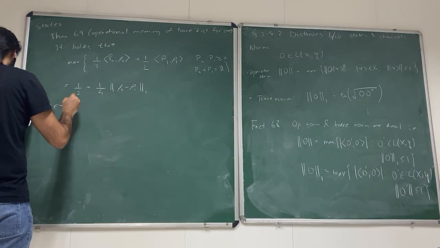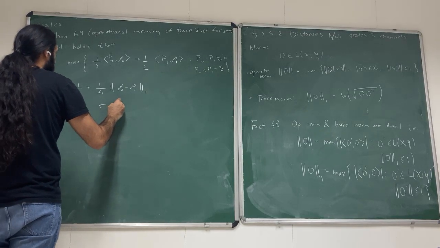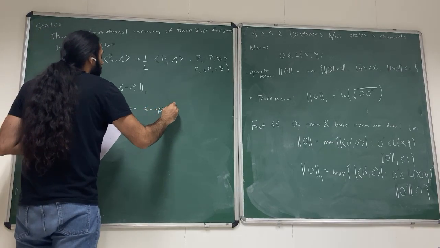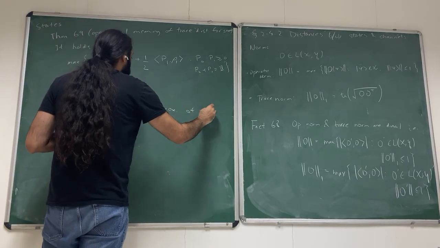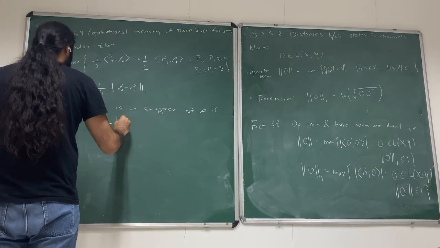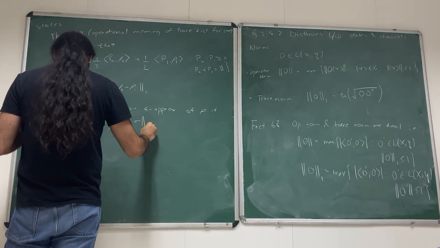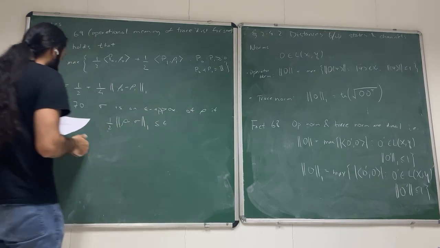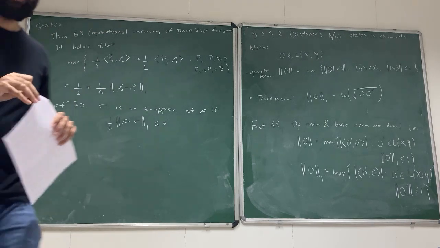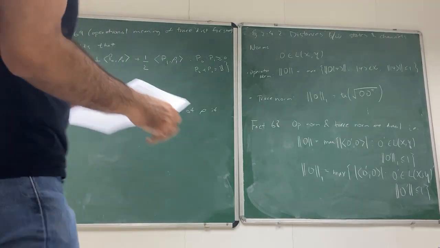And so in view of this, we can write a definition. Definition 70: sigma is an epsilon approximation of rho if the one norm of rho minus sigma, the trace norm, is at most epsilon. Okay, good.